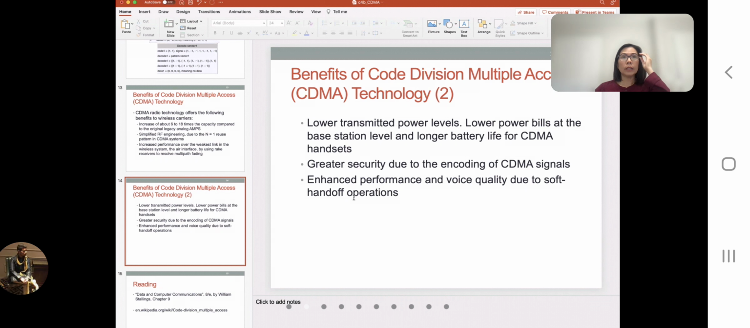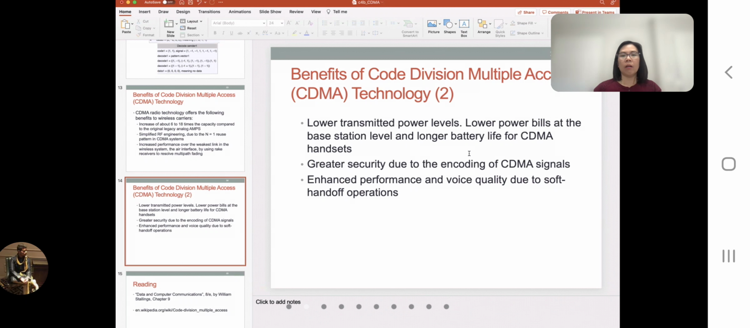Soft handoff means that when a cell phone moves from one base station to another, the connection is maintained throughout the process. There is no break and no disconnection during that process. With hard handoff, there may be a short interval when the connection is disconnected, but because the interval is so small, users may not notice it. In any case, soft handoff is much better because there's no interruption during the handoff process.